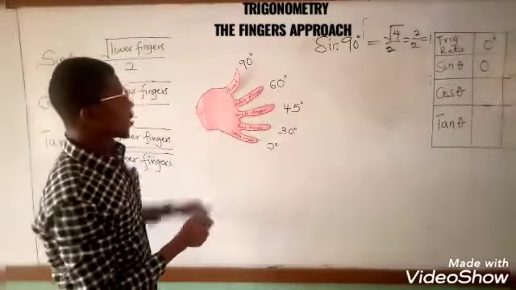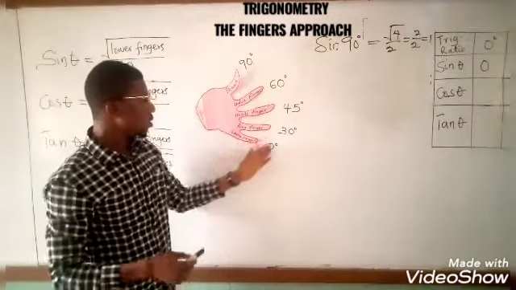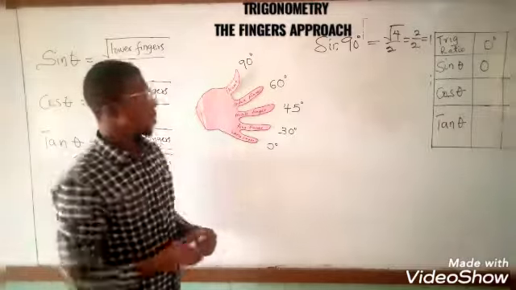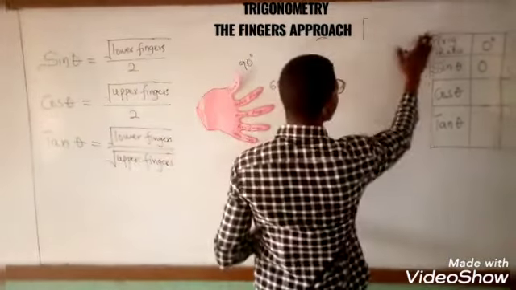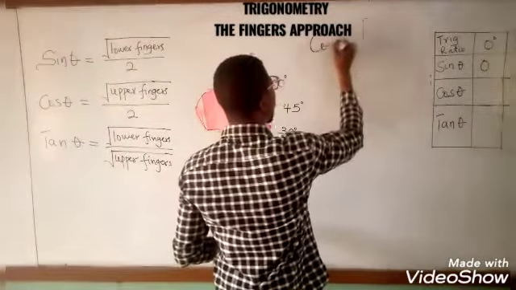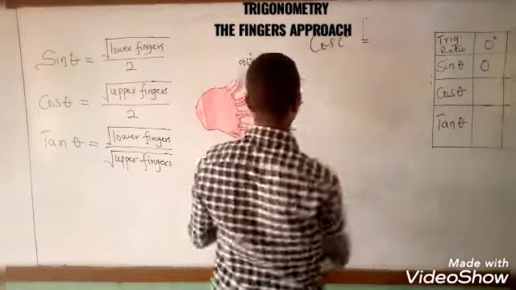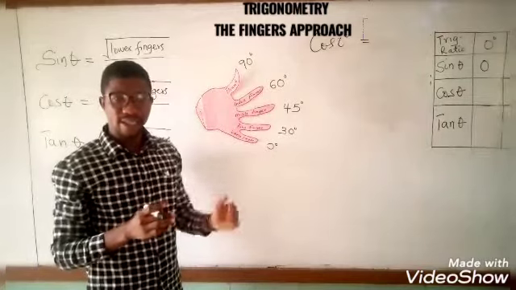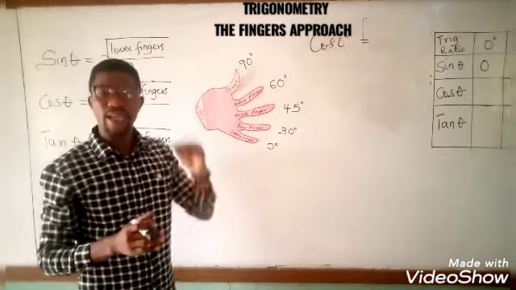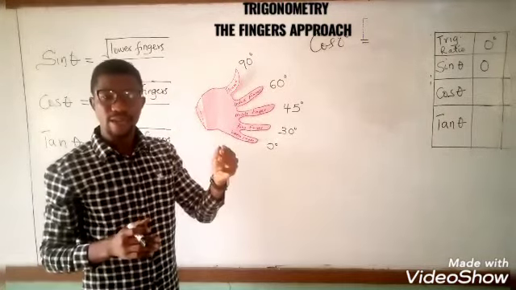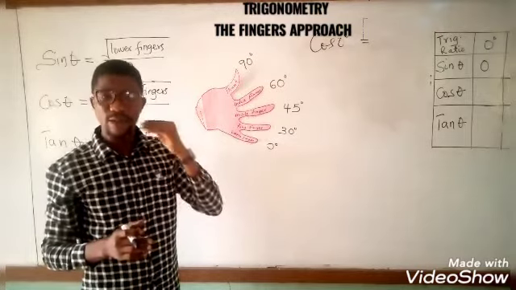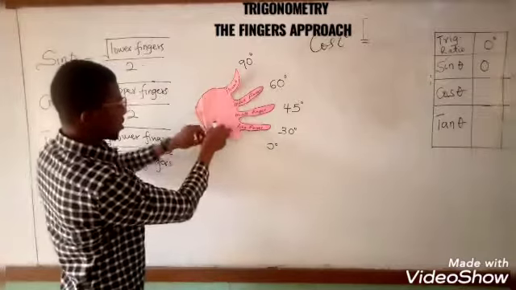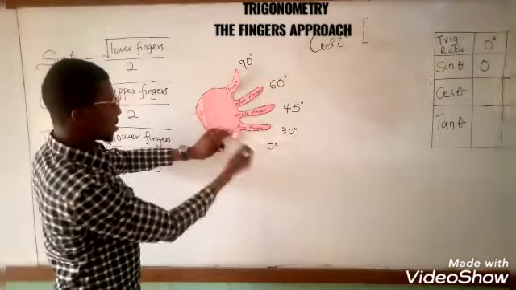Let's look at cos. Cos 0 degrees, 30 degrees, 45 degrees, 60 degrees, and 90 degrees. In cos 0 degrees, we count the upper fingers. In sine, it is the lower fingers, but in cos, we count the upper fingers and take the square root of that. Then we divide the result by 2.